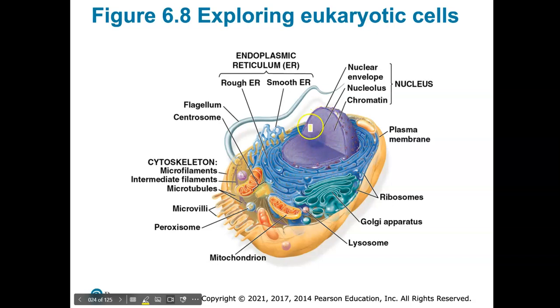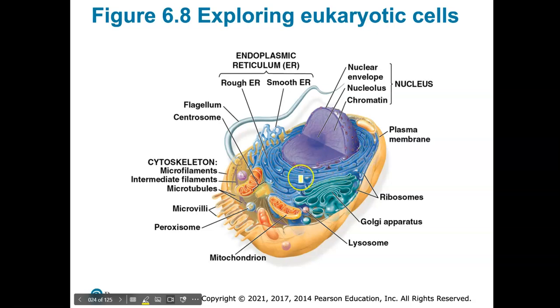They're not condensed and coiled into chromosomes, but it's in a form we call chromatin. So the DNA is always going to be chromatin when the cell is not actively dividing. And then that chromatin will condense when the cell begins to divide, when it begins to undergo mitosis.